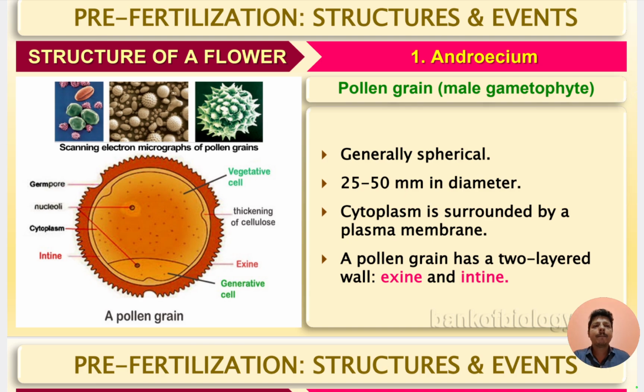Here you can see the pollen grain, the male gametophyte. It is generally spherical in structure, 25 to 50 micrometers in diameter, as in the diagram. The cytoplasm is surrounded by a plasma membrane, and a pollen grain has a two-layered wall: one is the exine, the other the intine. You can see the intine, inner layer, cytoplasm, nucleus, germ pore, vegetative cell, and generative cell.